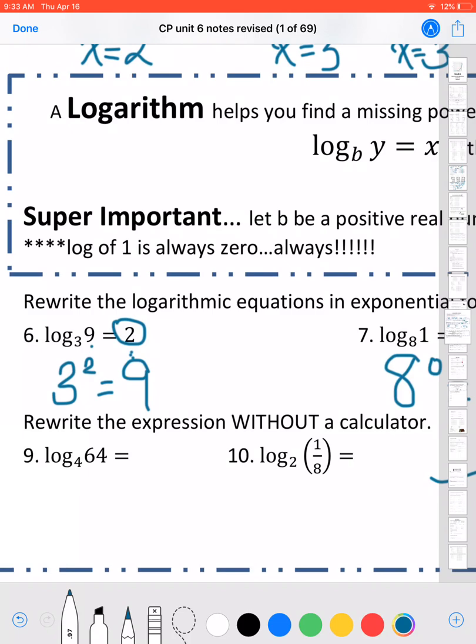For numbers 9, 10, 11, and 12, we're asked to rewrite the expression to find the answer without using a calculator. So what this is asking is, it's saying 4 to what power is going to give us 64? Well, hopefully you can do this one easily. That number has to be 3, so this log is 3.